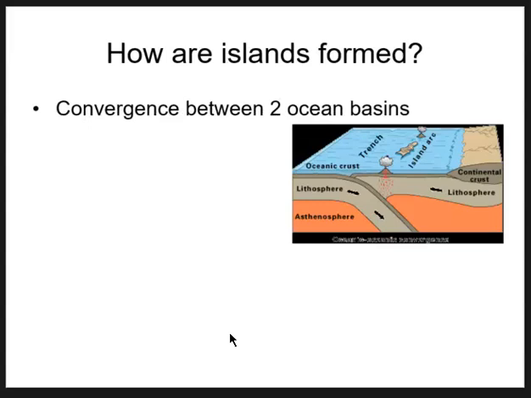One we learned about previously was convergence between two oceanic basins. So that's convergence between two oceanic crusts. One is older, so it's going to be subducting down below the newer one. It melts, and that material rises up, causing basically a row of islands that you can call an island arc, and that island arc is going to be in line with the trench, because the trench basically signifies the location where the convergence is occurring.